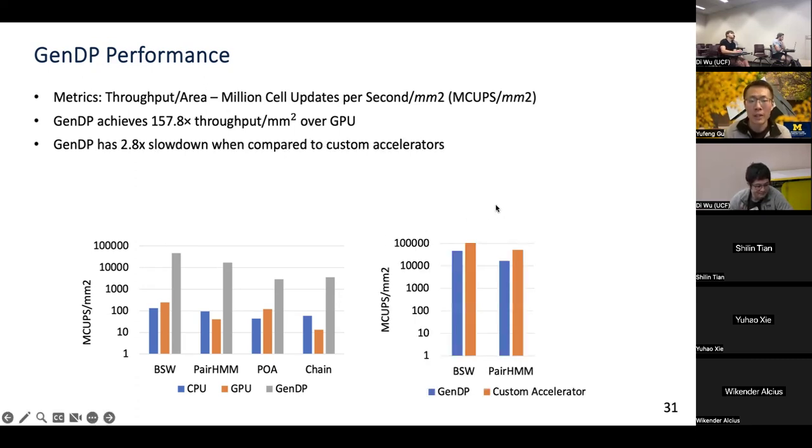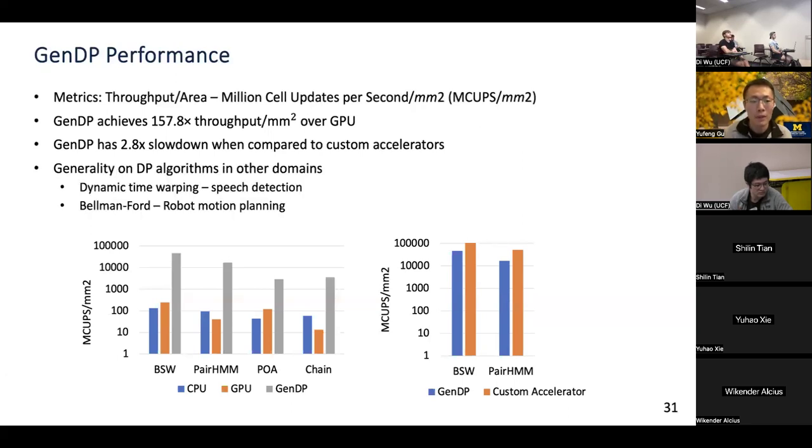However, if we compare it with some custom accelerators, it's actually not as fast as custom accelerators. The reason is this programmability actually sacrifices the performance. So it's impossible to support multiple algorithms and be faster than some custom accelerator supporting only a single algorithm. So it's a trade-off between customization and generality. And we also demonstrate that this GenDP supports dynamic programming algorithms in other domains like speech detection and robot motion planning.